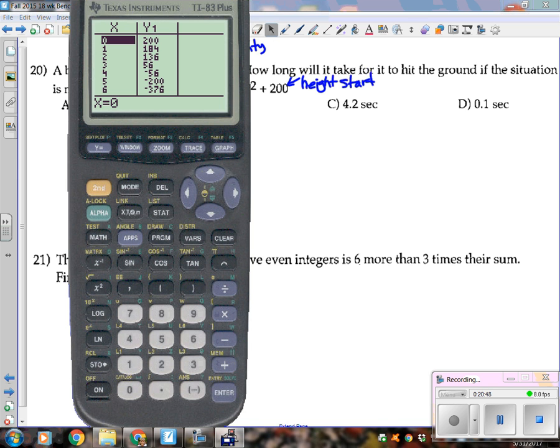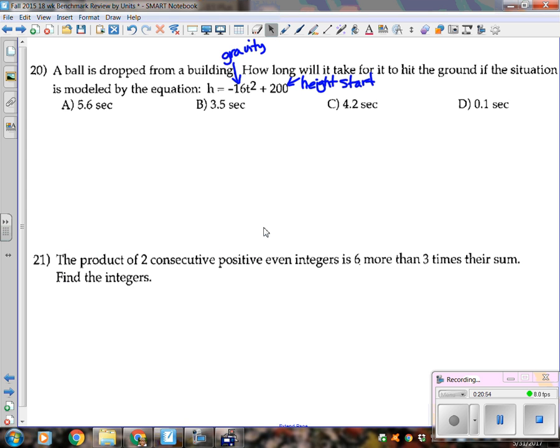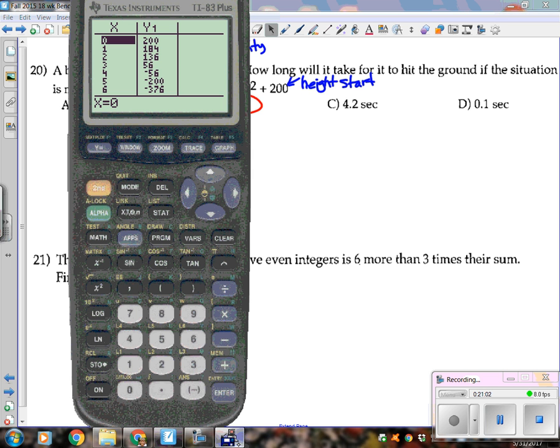Obviously, that's just an interpretation. So it looks like somewhere between 3 seconds and 4 seconds, I've hit the ground. Now, I think you could probably figure that out between your choices. It's not 5.6. It's actually 3.5.